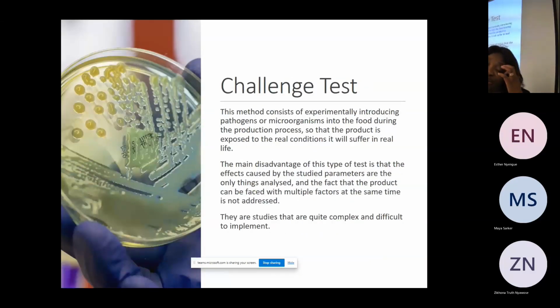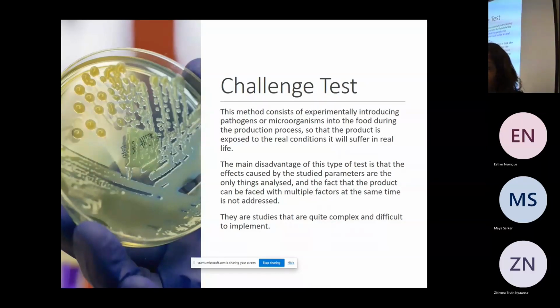And then we've got the other method, which is called the challenge tests. This method consists of experimentally introducing pathogens or microbes into the food during the production process so that the product is exposed to the real conditions it will suffer in real life.